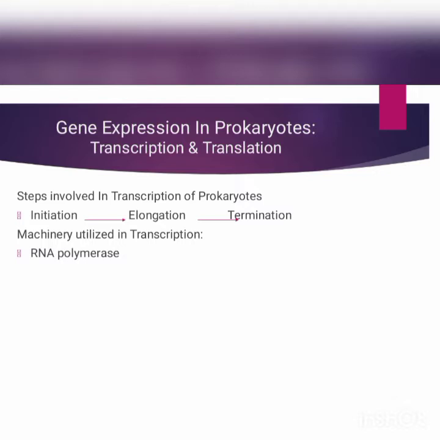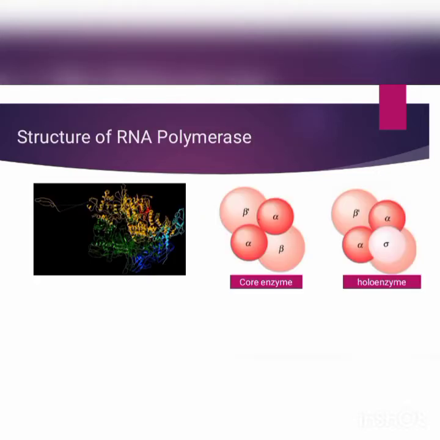Now first we discuss transcription. The steps involved in the transcription of prokaryotes are initiation, elongation, and termination. And the machinery utilized in transcription is RNA polymerase. RNA polymerase has 5 subunits: beta prime, beta, alpha 1, alpha 2, and omega. When the RNA polymerase has these 5 subunits, it is known as core enzyme. And when the sigma factor gets attached to this core enzyme, it is known as holoenzyme.